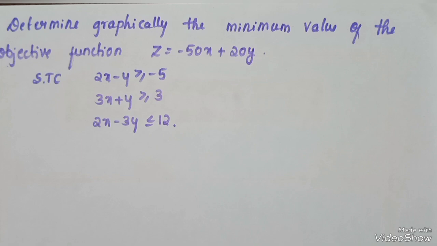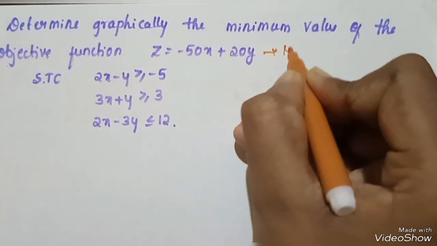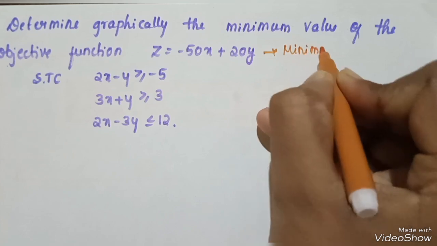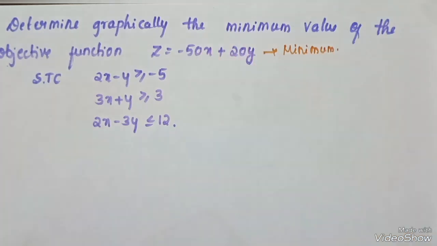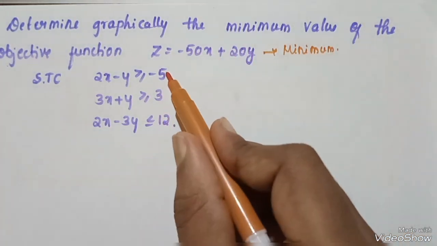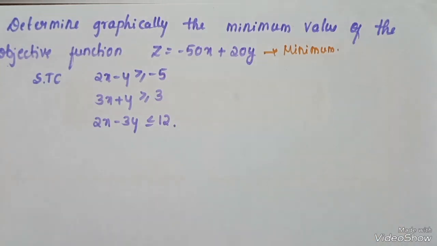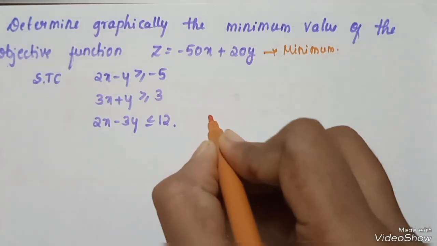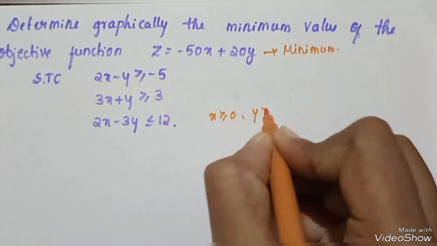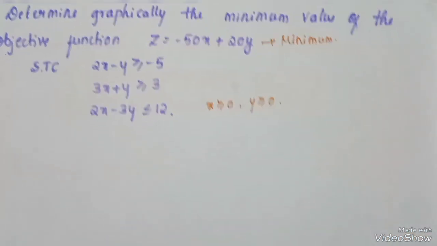Determine graphically the minimum value of the objective function. We have to check the minimum value for the objective function, subject to the constraints 2x minus y is greater than or equal to minus 5, 3x plus y is greater than or equal to 3, and 2x minus 3y is less than or equal to 12. Here they have given three conditions. Then x is greater than or equal to 0 and y is greater than or equal to 0.